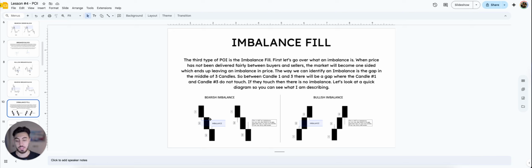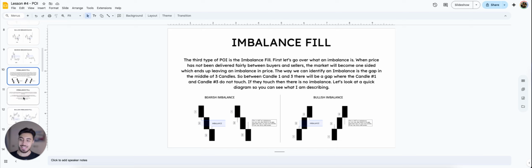Let me take a look. So 1, 2, 3. The first and the third candle leave a gap, so this area is going to be an imbalance. Now take a look: the first and third touch. This is not an imbalance. This is the bullish one. The first and the third leave a gap. This is an imbalance, but if they touch, there is no imbalance here.